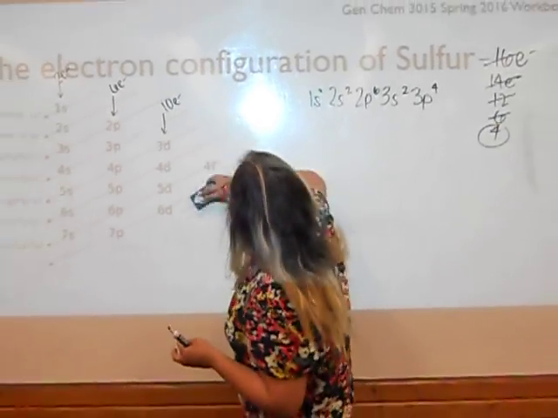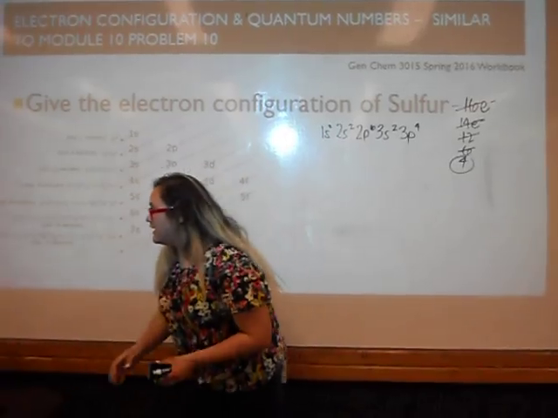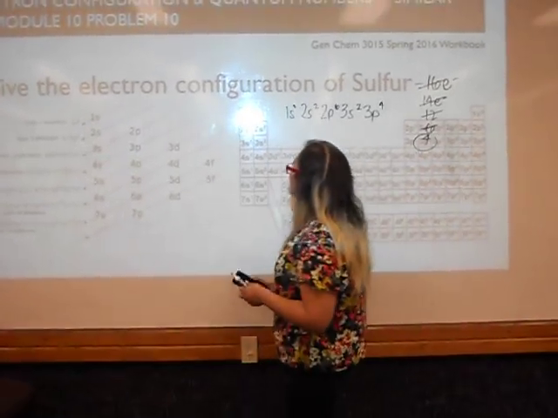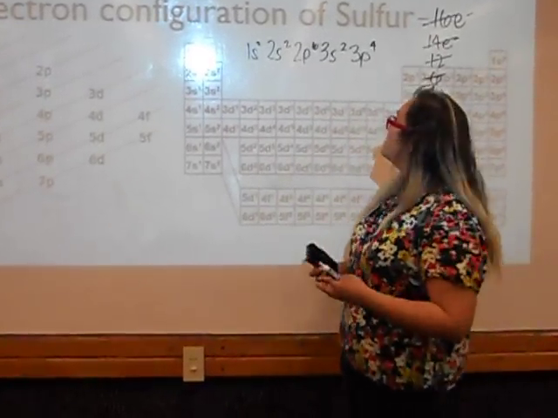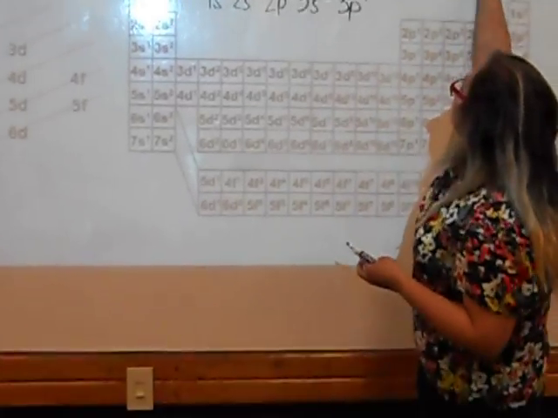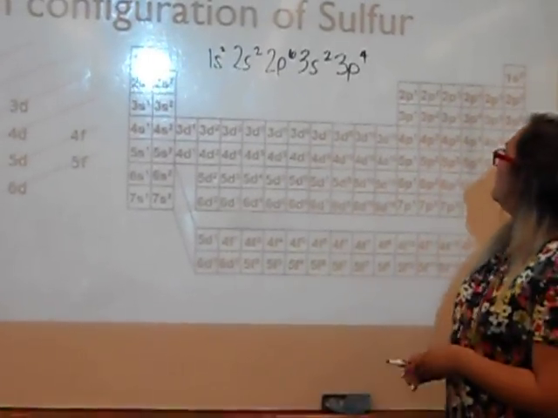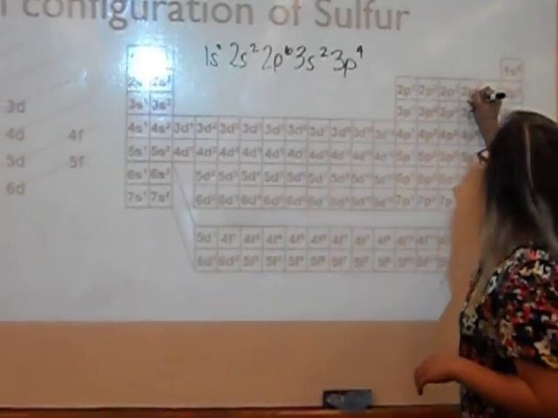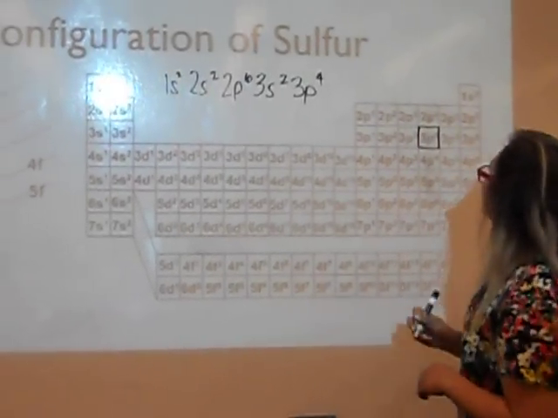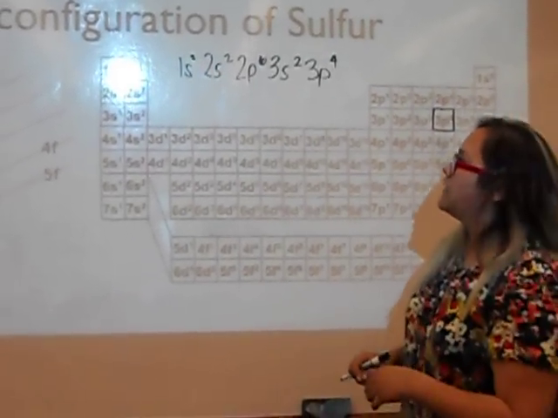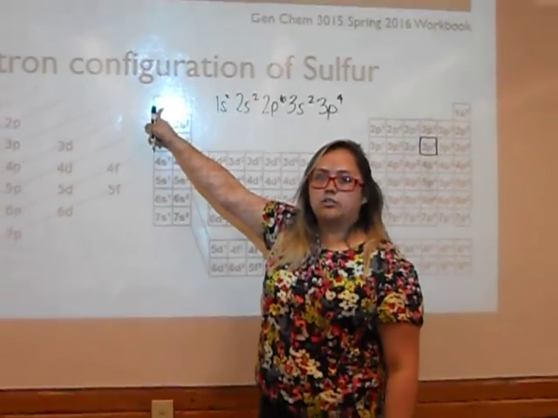Right, so the next method is that I personally like to use the periodic table because it's always available to me. So sulfur is actually right here. What I personally do is start at the lowest energy level.